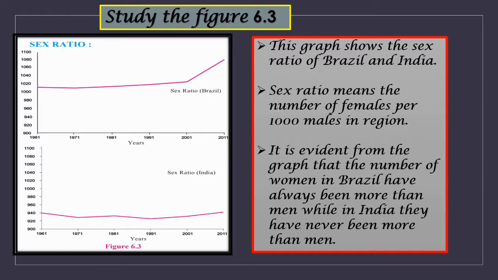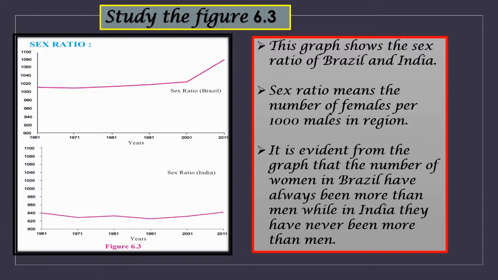When we observe the Brazil line graph, we can say that the sex ratio of Brazil has been more than 1000 for decades. That is, it is evident from the graph that the number of women in Brazil has been more than men. Also, we can observe in the Brazil graph that after 2001, the number of women in Brazil went further up. That is, it took a spike in the year 2011.